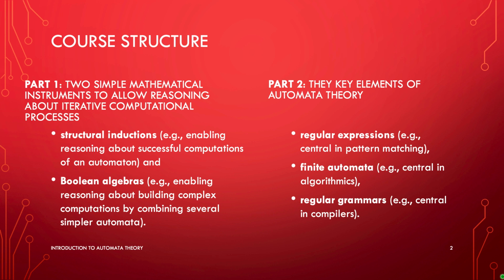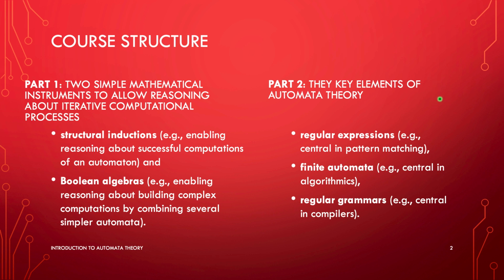This course is a basic introduction to automata theory. It consists of two parts. In the first part of the course, we introduce two simple mathematical instruments to allow reasoning about iterative computational processes. On one hand, we will discuss structural inductions, for example, to enable reasoning about successful computations of an automaton. And on the other hand, we are going to discuss Boolean algebras, for example, enabling reasoning about building complex computations by combining several simpler automata.